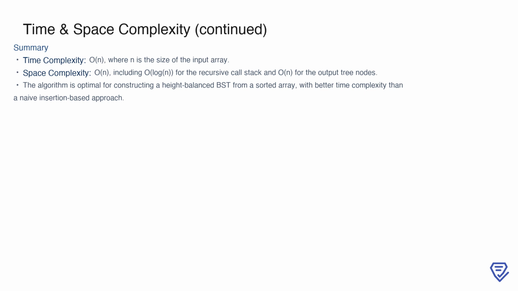The space complexity is also O(n), with O(log n) attributed to the recursive call stack and O(n) for the output tree nodes. This divide and conquer approach is optimal for constructing a height-balanced binary search tree from a sorted array. By leveraging the middle element of each subarray as the root, the algorithm ensures balance and eliminates the need for costly insertion-based balancing operations. This optimized approach is significantly faster than the naive alternative, making it well-suited for this problem.